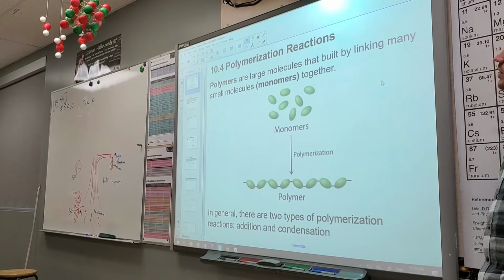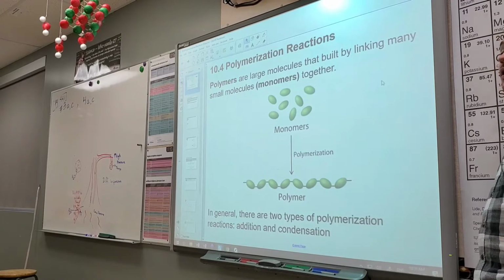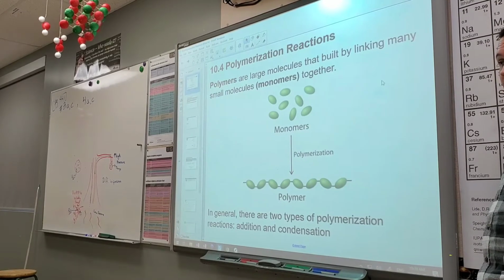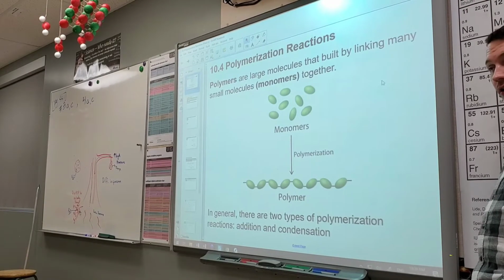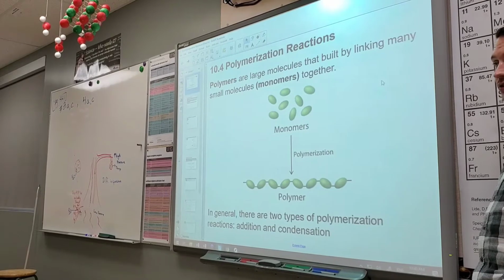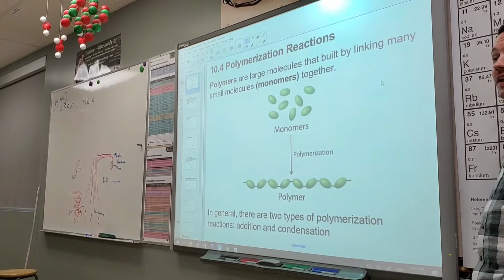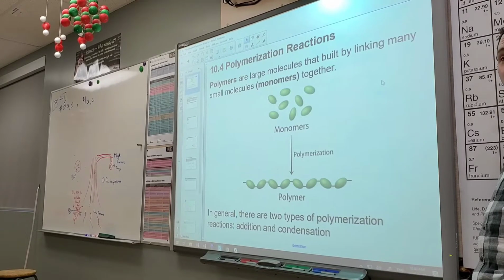Polymers are large molecules built by linking many small molecules together. There's a lot of different types of polymers in this world. You are made up of many, many different types of polymers. For example, is anybody in here taking or have you taken Biology 30? Okay, so you hopefully have dealt with some polymers already.